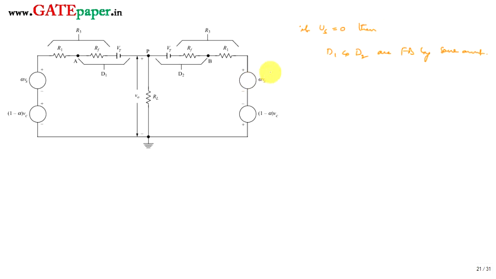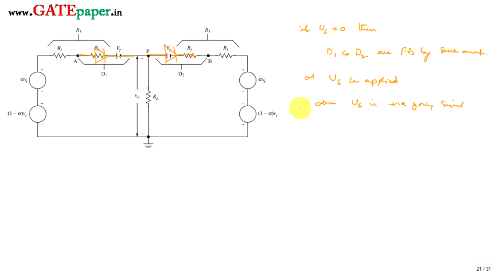But what happens when Vs is applied? Now we are going to consider Vs is applied. Assume Vs is a positive going signal. That means Vs is more positive. As you are applying Vs more positive, this is the diode which is like this, and this is the diode which is in this manner. So Vs is a more positive signal.